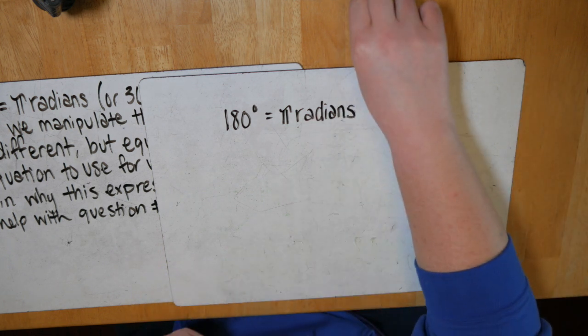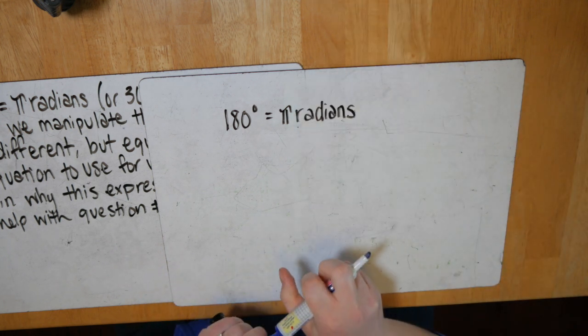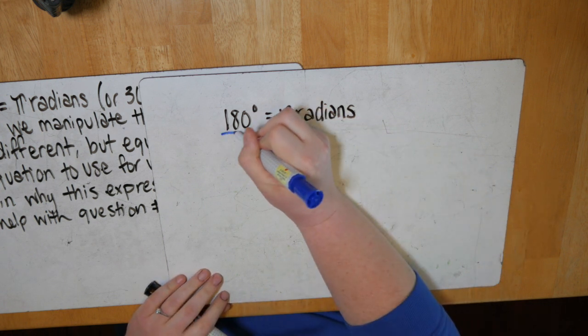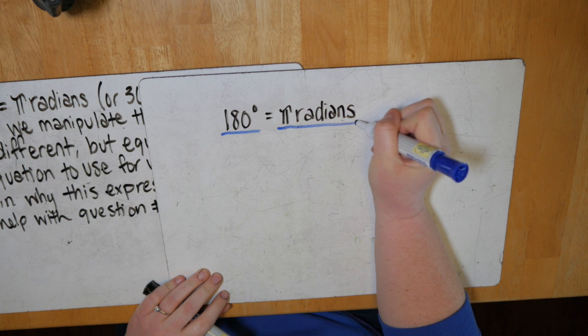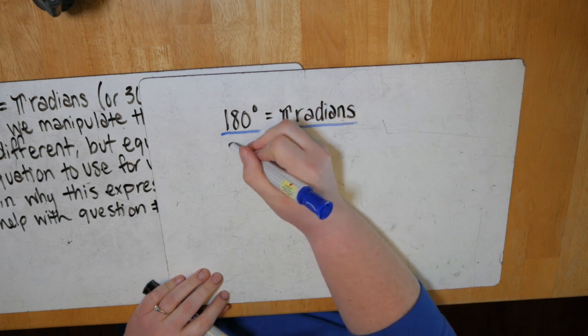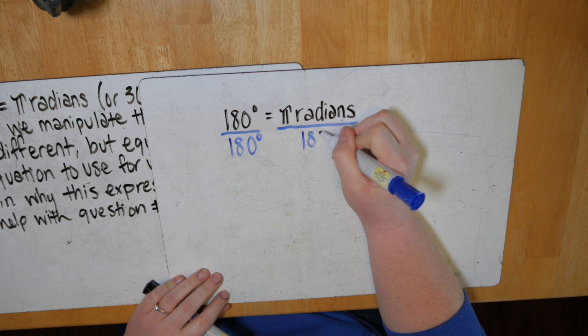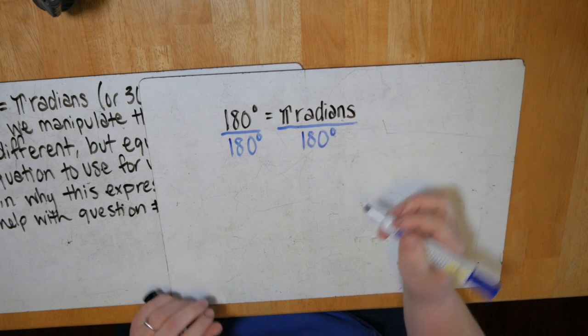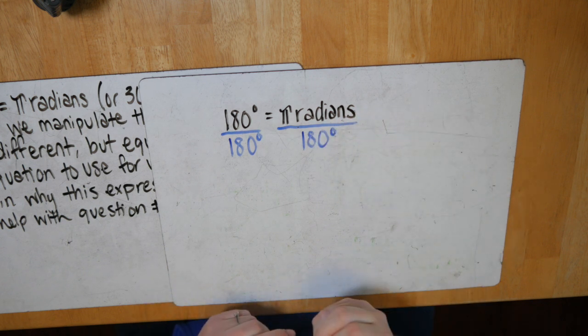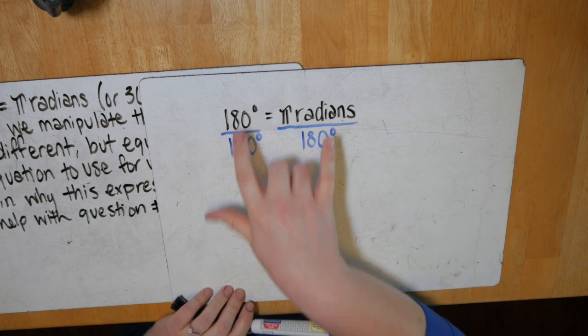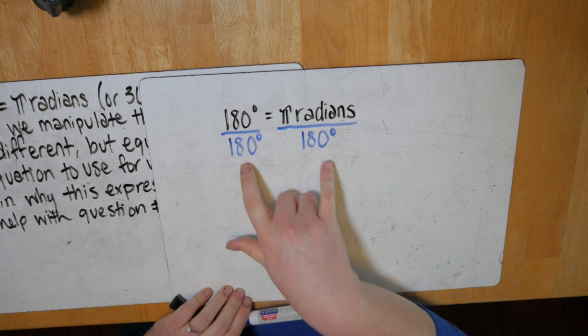So there are a bunch of different ways that we could manipulate this equation. What we're going to do today is we're going to divide both sides first by 180 degrees. Now, first of all, if we do the same thing to both sides, our equation is going to continue to be equivalent.